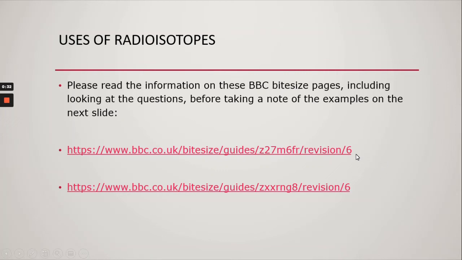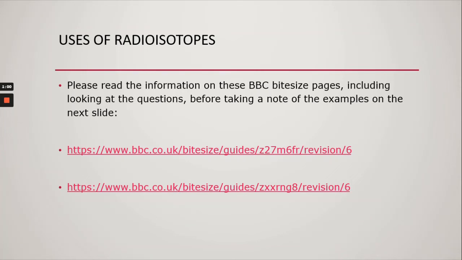So the top one I think is actually GCSE physics, but it gives you quite a lot of different uses. It doesn't talk very much about dating though, especially carbon dating, which is really interesting. This Bitesize link talks a little bit more about how we can use carbon dating to date different objects. So please pause this video, make sure that you've had a read of the information on these pages, including looking at the questions and the videos if there are any videos on the pages, before taking a note of the examples on the next slide.